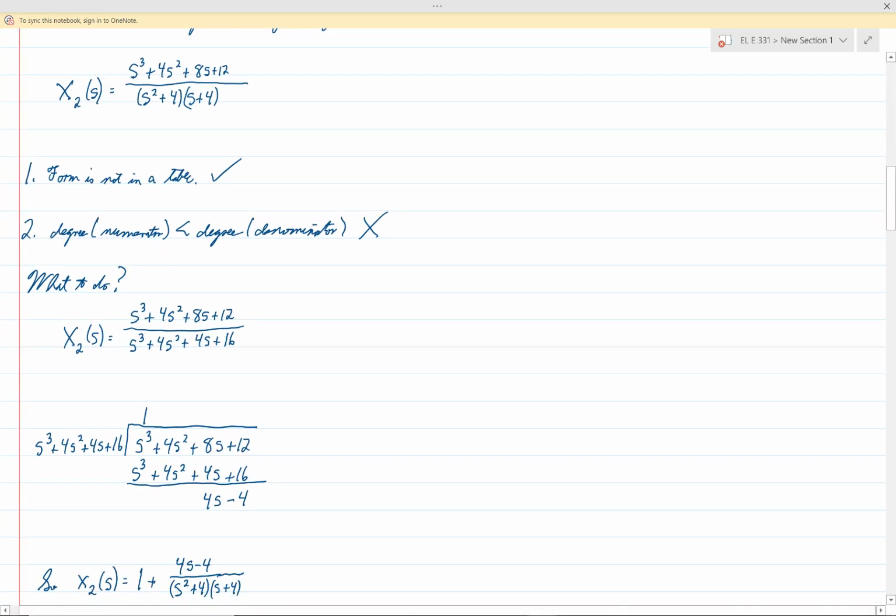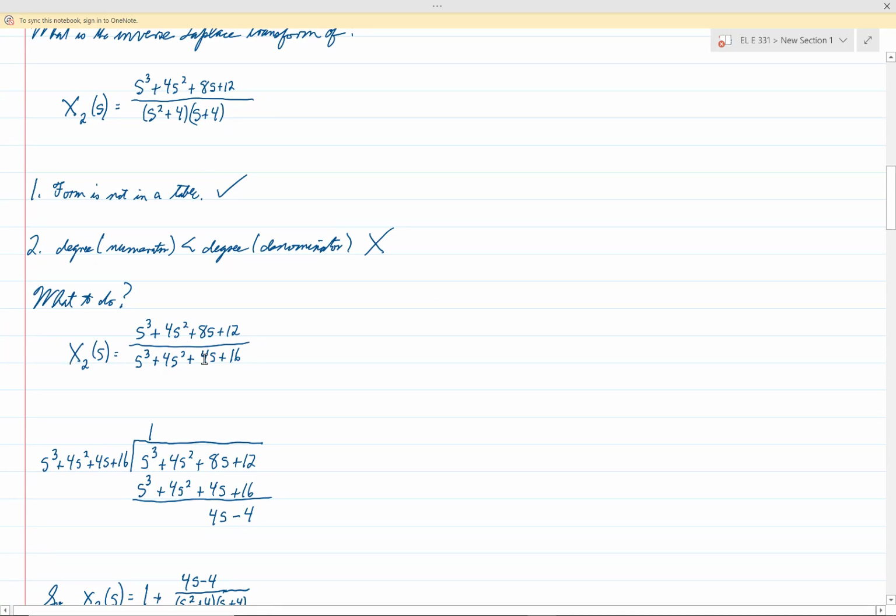If we multiply out the bottom, this is what x2 of s is equal to. As you can see, the degree of the numerator and the degree of the denominator are both equal to 3. So what can we do in this case? What I recommend, and this is not the way the book does these problems, so definitely look at what the book has, and if you like their method better, go with that. But what I like to do is something you may have seen in high school. It's called synthetic substitution. You just go ahead and divide the numerator by the denominator.